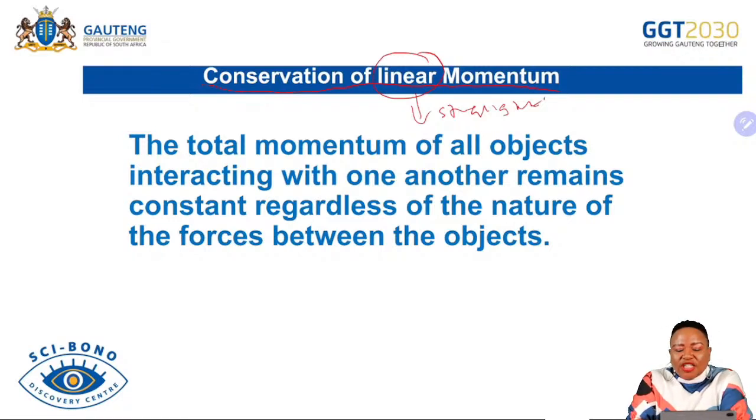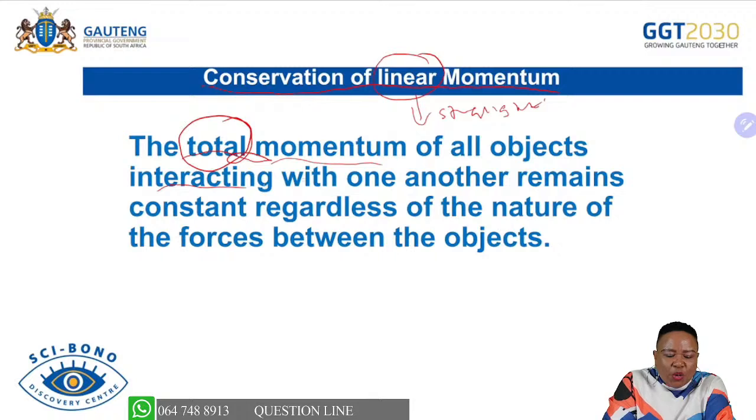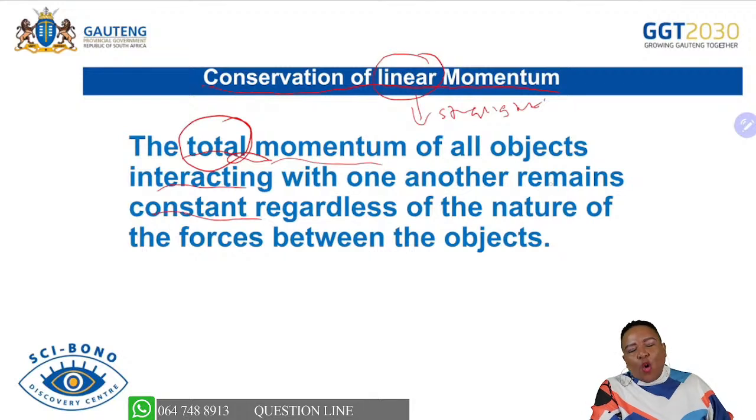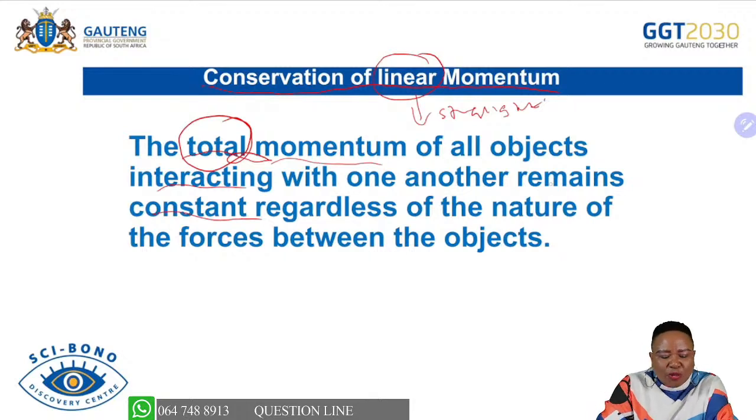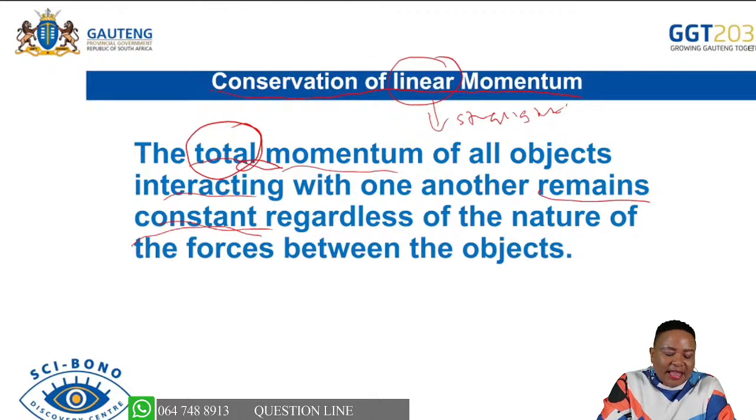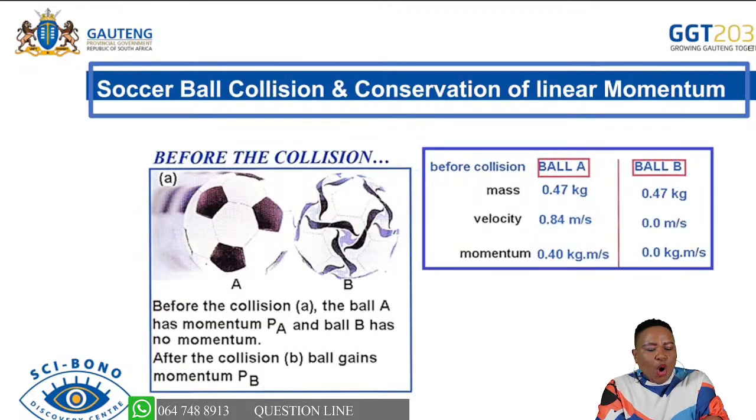So the law of conservation of linear momentum states that the total, you see this word is very important, the total momentum of all objects interacting with one another remains constant regardless of the nature of the force between the objects. So we are saying under the conservation of momentum, in an isolated system, momentum will be conserved and the total linear momentum of all objects will remain the same, meaning it will remain constant. So this is the law of conservation of linear momentum. This law is also stated to you on your exam guideline.